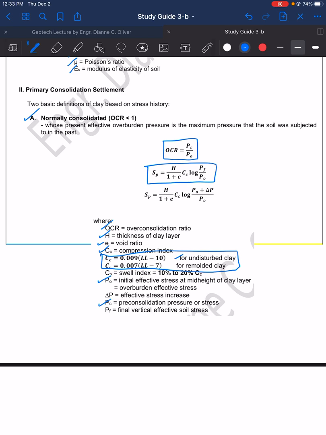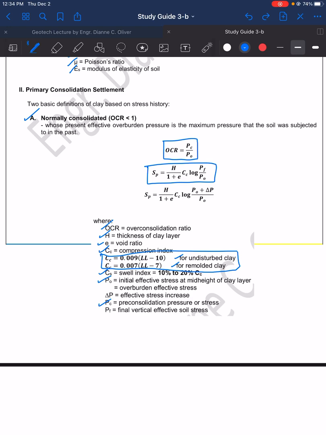The second one, we have C sub C is equal to 0.007 times liquid limit minus 7, and that is for remolded clay. Okay? So that's the formula. And then we also have here C sub S, the swell index. That is 10% to 20% of C sub C. And if it is not mentioned, then you can use 20% C sub C. If it is not mentioned, let's take the maximum there.